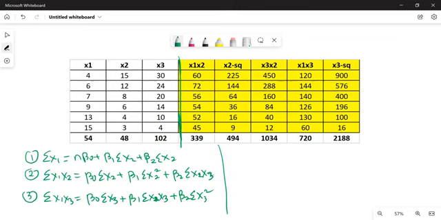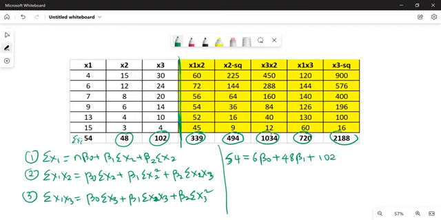So the normal equations that we need to solve are as follows. Summation of x1, which is here. These are the summation values, the ones down here; I'm summing the values in that column. So this would be 54 is equal to n, number of observations, 6 beta naught, plus summation of x2 is 48 beta 1, plus 102 beta 2. That's the first normal equation.